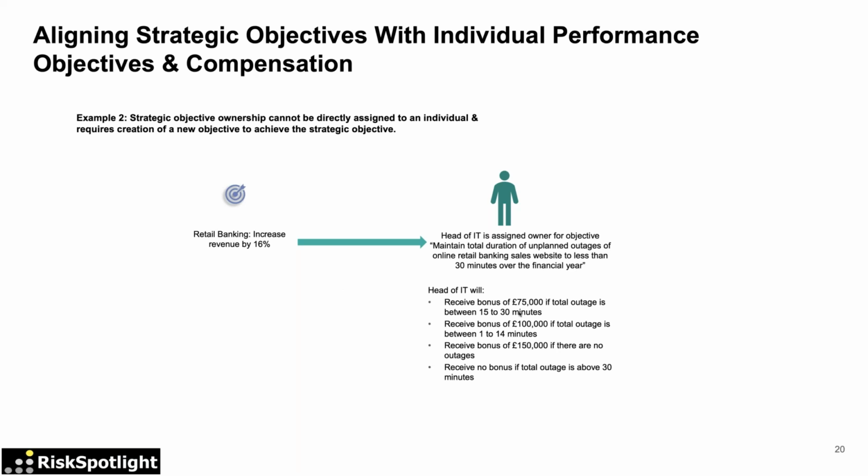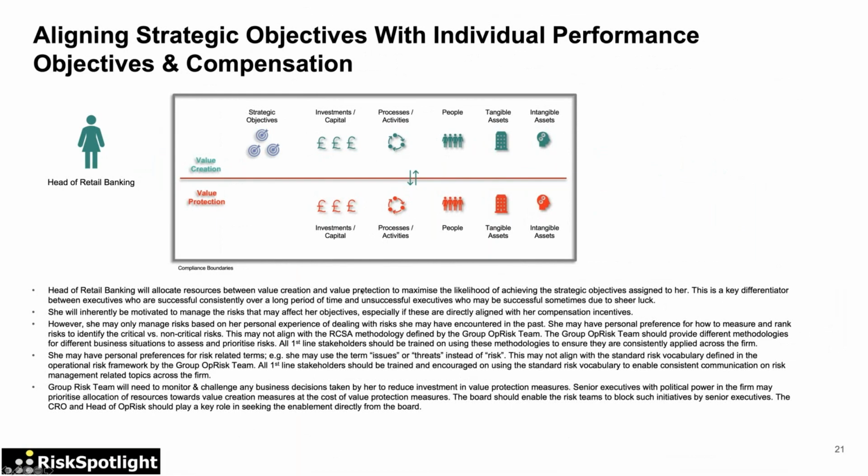So we try and then align those company objectives to the personal objectives of as many senior executives as we can within the organization. And then once that has been done, the head of retail banking will allocate the resources, because now they have a budget, they have been given an objective, and they know if they achieve that objective, what it means for them personally. So now there's also a personal incentive. So they have to now decide how they are going to allocate the 800 million pounds between the various value creation and value protection? And the objective for them is to maximize the likelihood of achieving the revenue objective in this case.